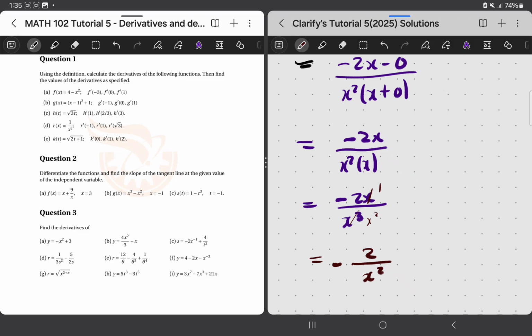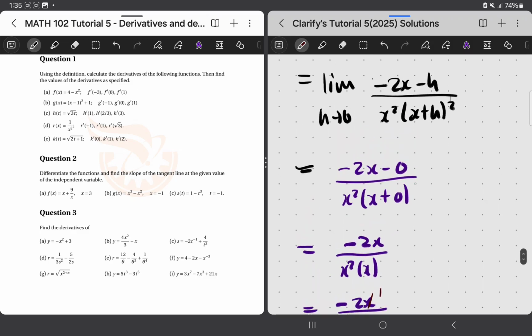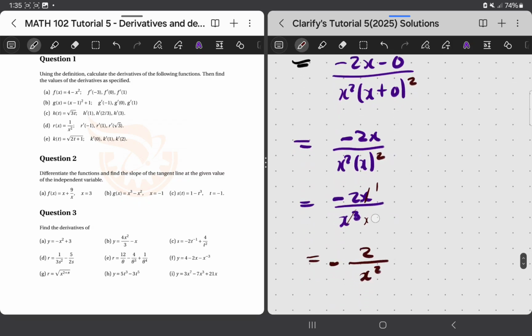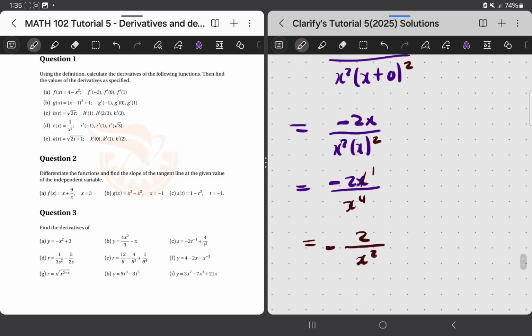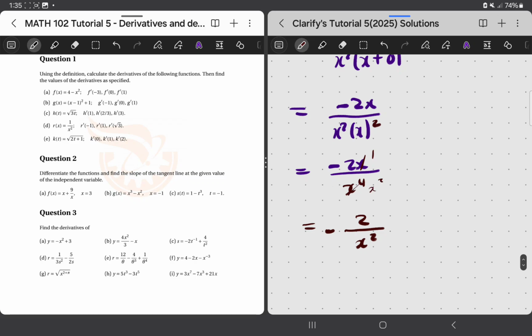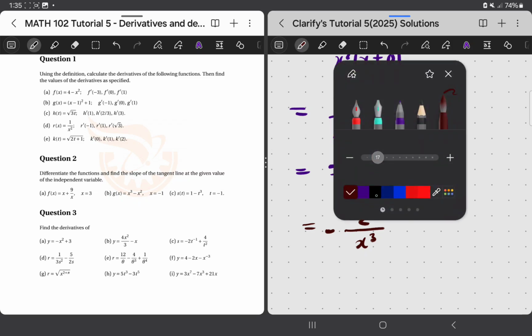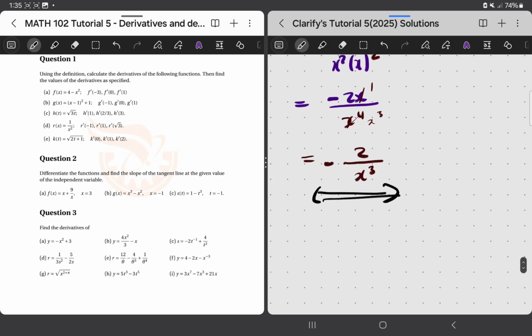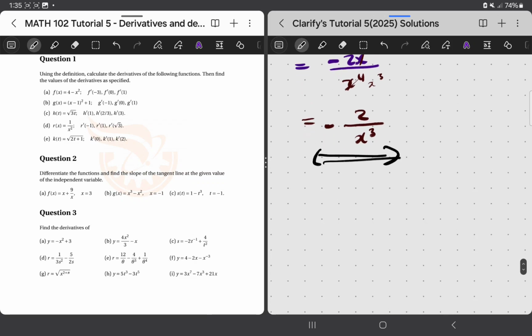All right, wait, sorry. This squared is still there. There was a squared here, which was x plus 0, squared. So this should have been x to the 4, which now becomes x to the 3. So it's negative 2 all over x to the 3, negative 2 over x cubed. All right, now we have this r prime of x. It is going to be negative 2 over x cubed.